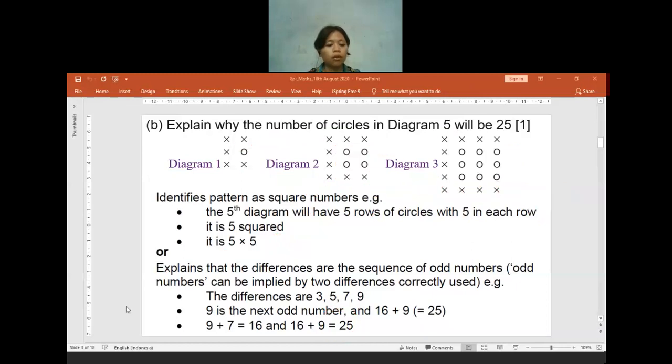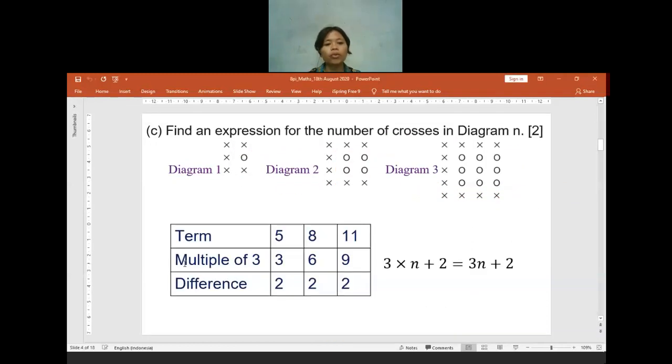For the question 1C, we are going to use the same diagram again, but now the question only focuses on the number of crosses. So it means we can ignore the number of circles on the question 1C. The first thing we have to do, we need to count how many crosses are there on each diagram. So on the first diagram there are 5 crosses, on the second diagram there are 8 crosses, on the third diagram there are 11 crosses.